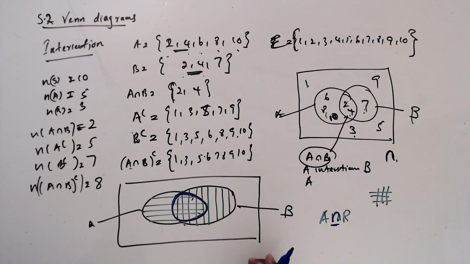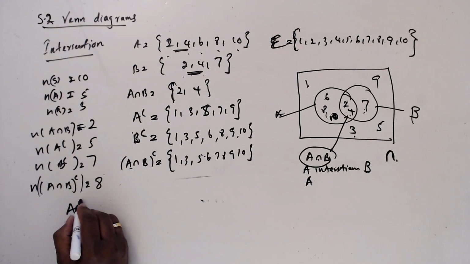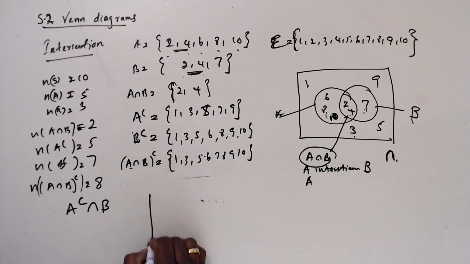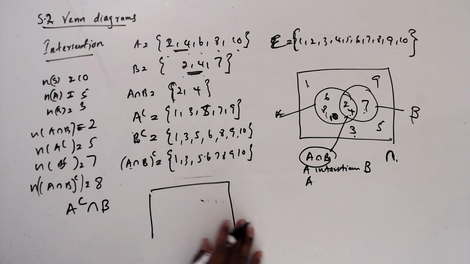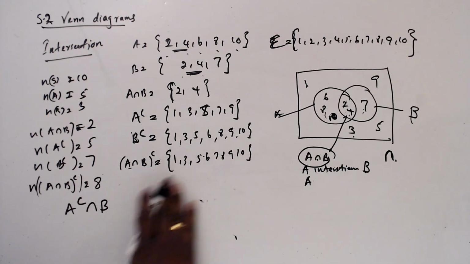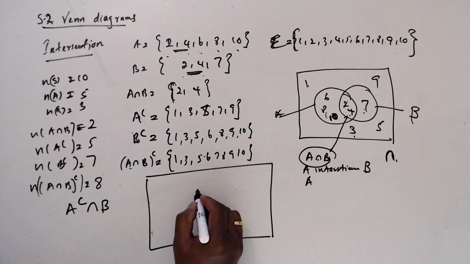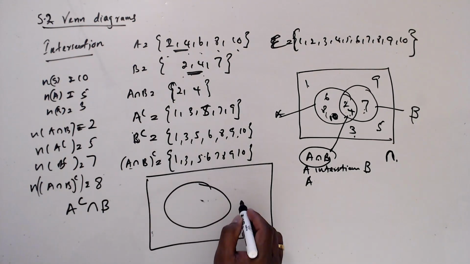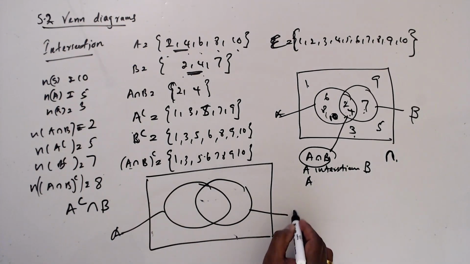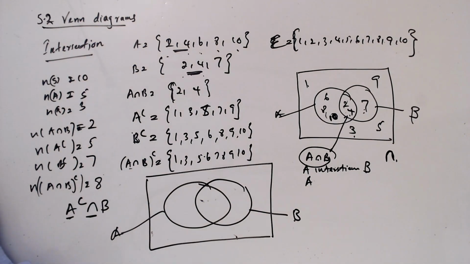So I'll ask another question. Find A complement intersection B. You can give it a try now. This is A, this is B. Now A complement intersection B. What is the area?